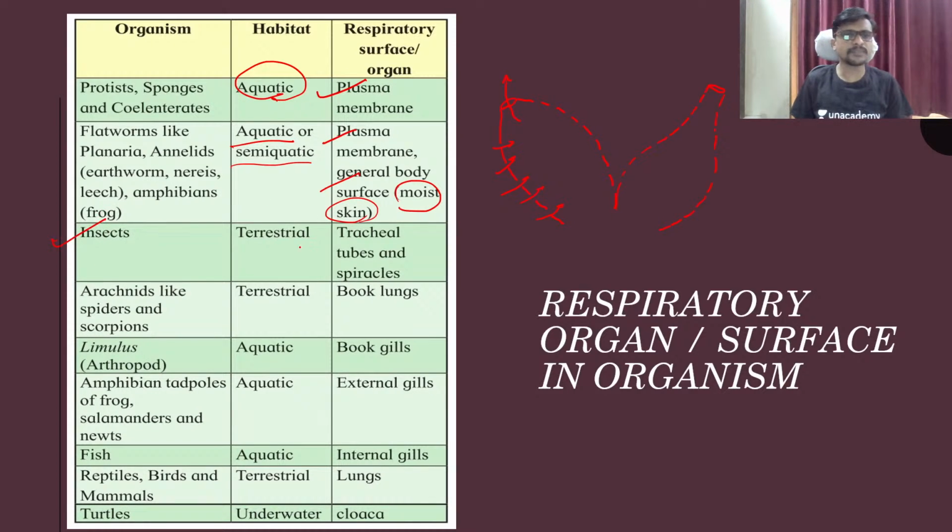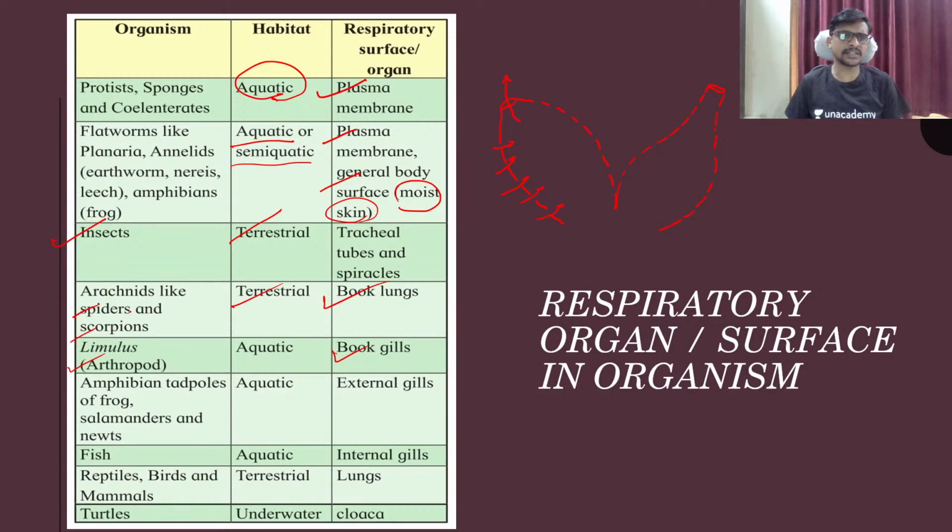So insects, they are terrestrial. We know most of the insects are terrestrial and they have wings also, so they can fly. So a tracheal tube is present. Arachnids like spiders and scorpions, they are terrestrial. They have a book lung. So we already saw the diagram of a book lung in the last part. So arthropods also have book lungs.